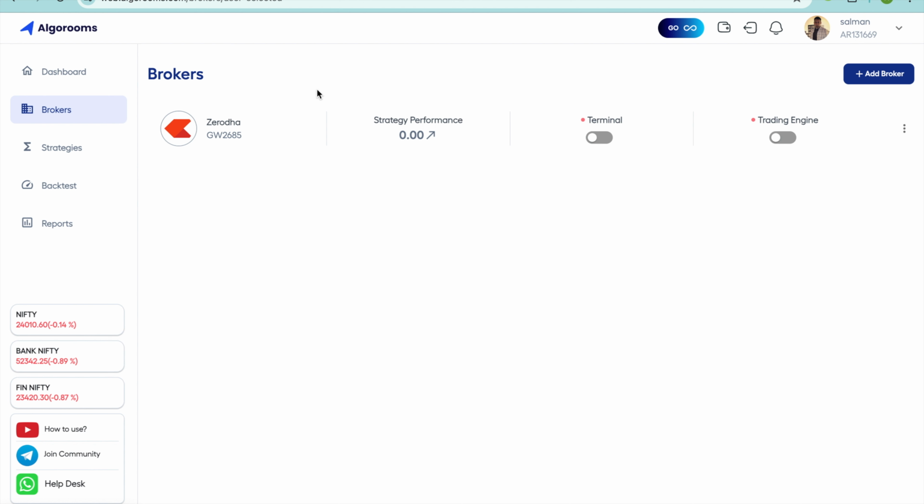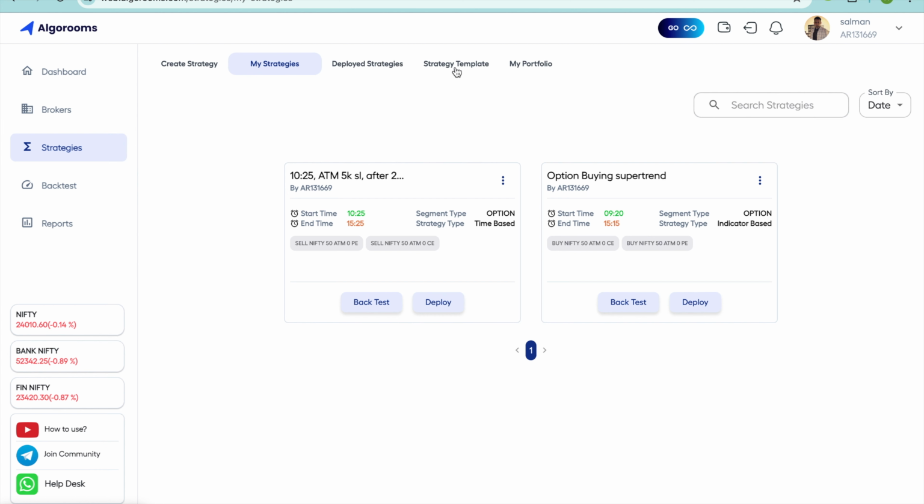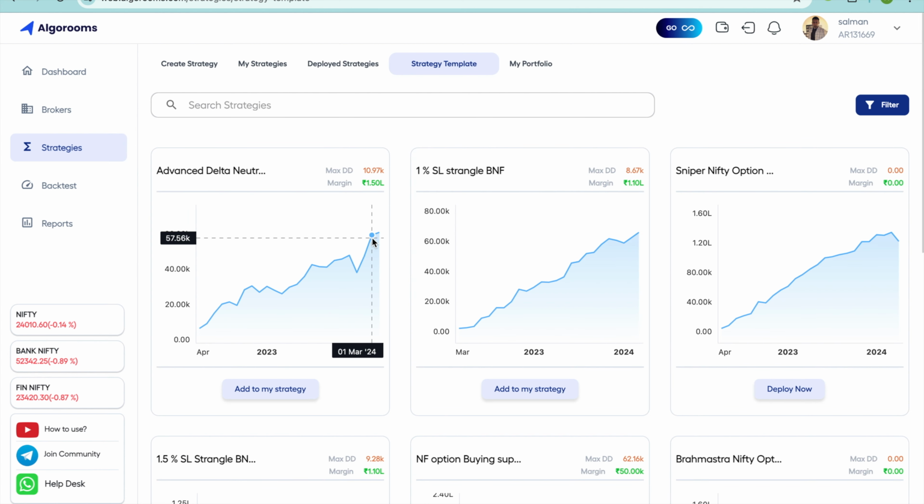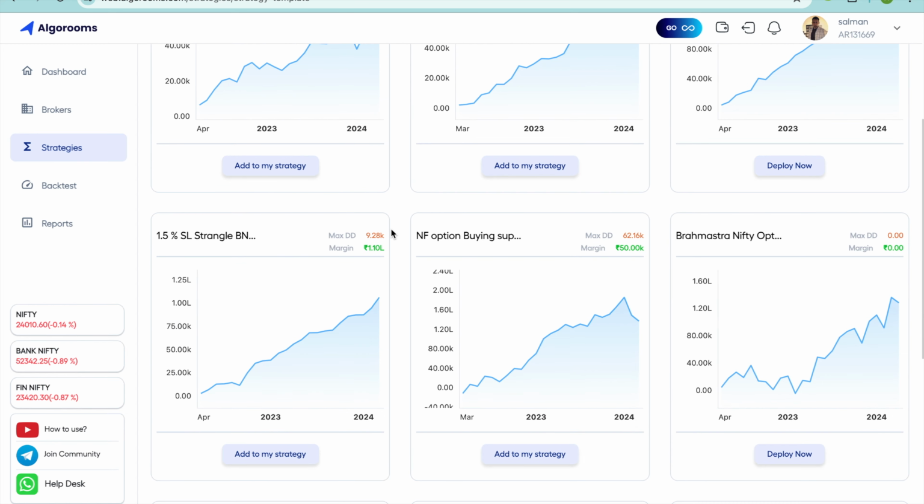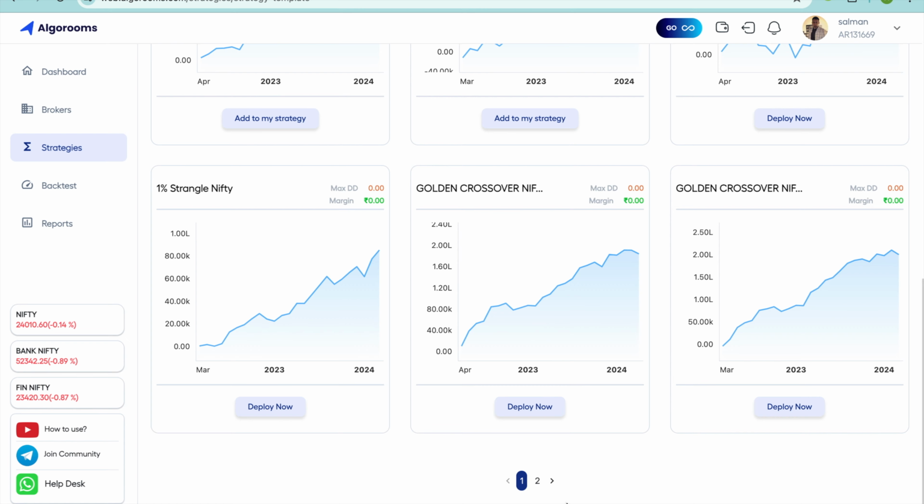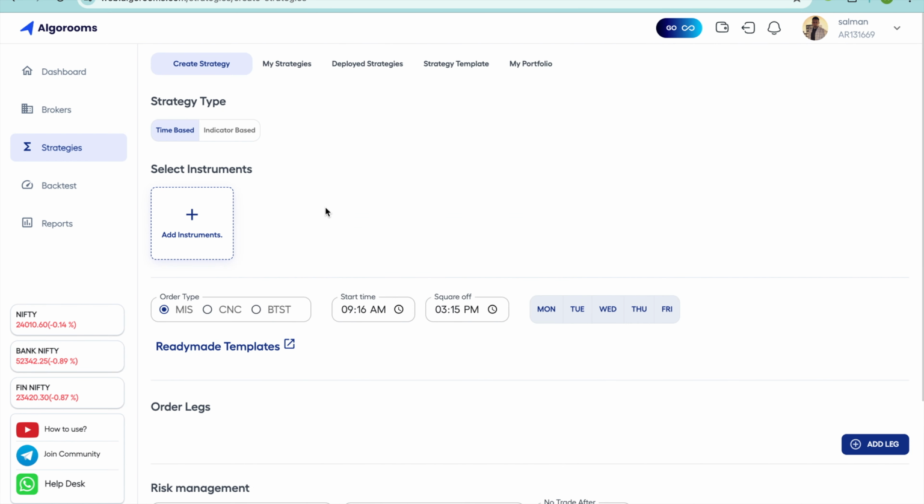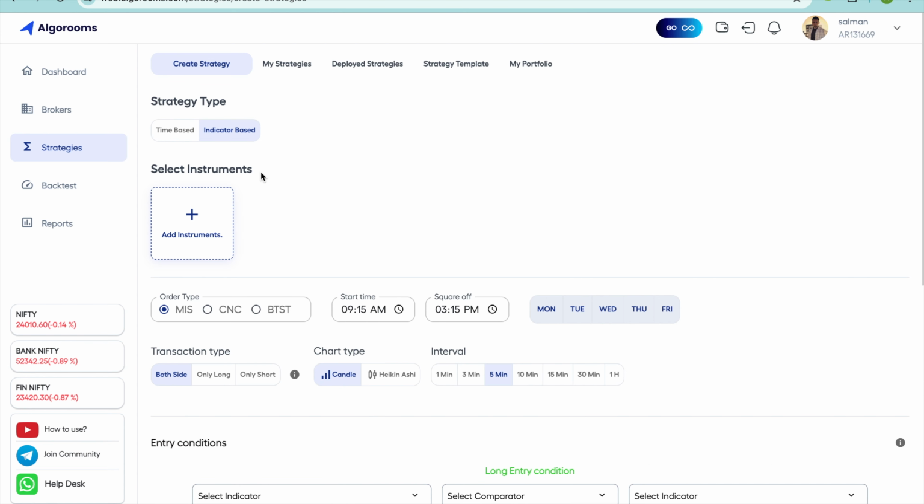I have done a video earlier in which I showed you a delta neutral strategy. Now we will show you a super trend based strategy, an indicator based strategy. Here you can see all the strategies are there, but the trend based strategy you cannot copy it. So I have to create the strategy. I'll go ahead and create the strategy. Here is the indicator based strategy.